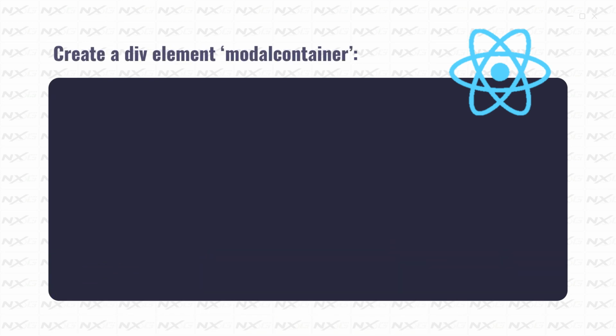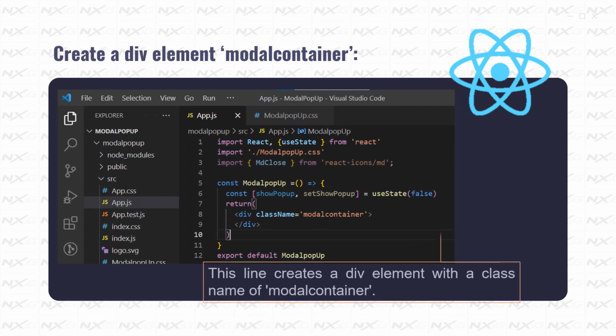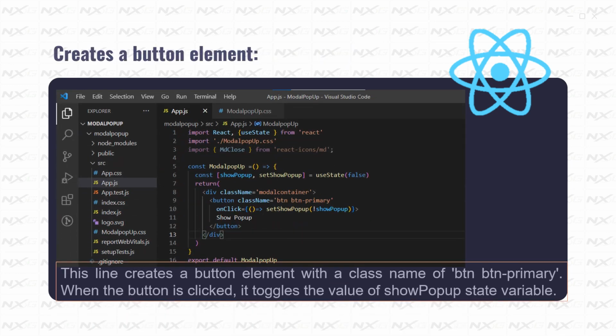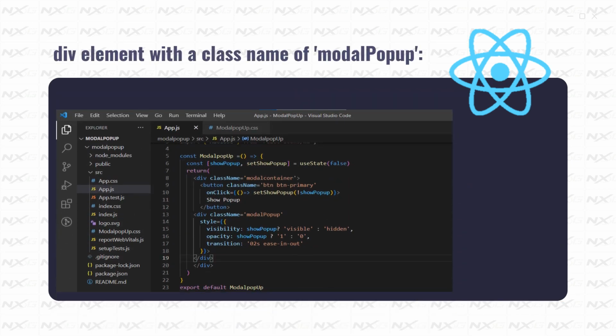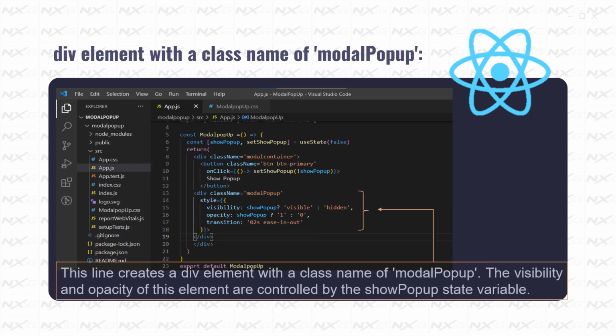Now let's look at the JSX code that this component will render. We start with a div element that has the class modal-container. Inside this, we have a button element that has the class btn-primary. This button will be used to show the modal pop-up when clicked. Next, we have a div element that has the class modal-popup. This is our actual modal pop-up, which we'll be showing and hiding using the showPopup state variable.